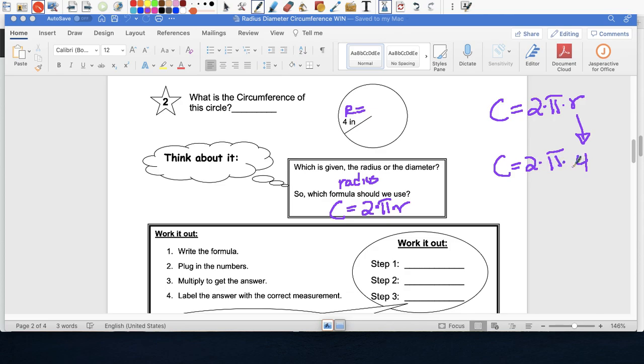2 times pi times 4, and I can multiply 2 and 4. So if I multiply 2 and 4, I get 8. And then I can leave it as 8 pi. So answer number 1, or version number 1, 8 pi. Or, again, take the calculator, multiply 8 times pi. And you get 25.13. It's not exact because we're rounding, so it's about 25.13 inches. Okay.